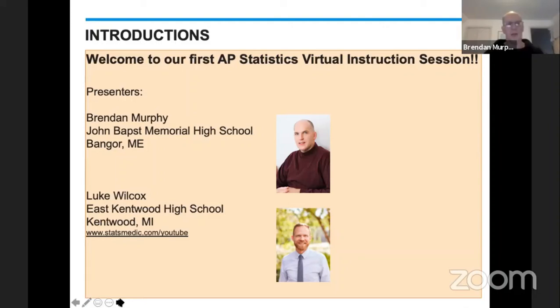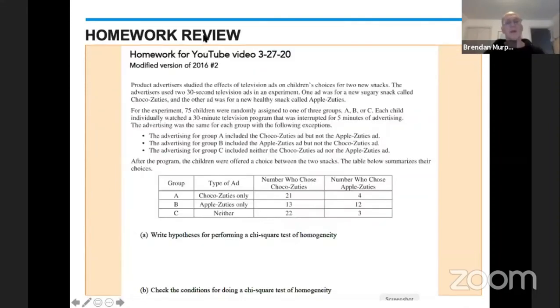Homework as well. So this was the homework problem that Luke had assigned. It's actually a modified problem from the 2016 AP Stats exam, free response number 2. When I say modified, the stem of the problem is exactly the same up here, but Luke did modify the questions to make it a little bit faster and easier for you guys to read.